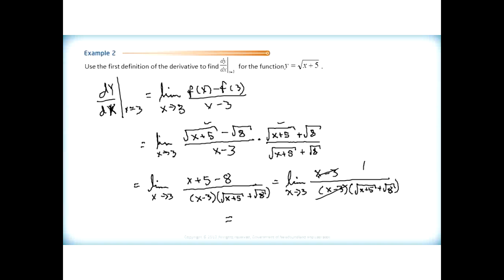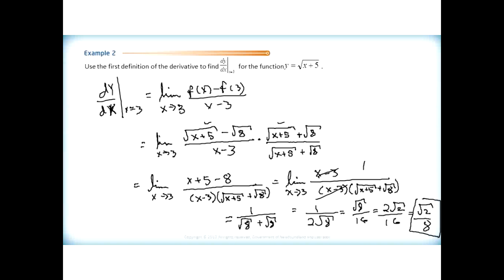So this will give us 1 over the square root of 3 plus 5, which is 8, plus another square root of 8. So this is 1 over 2 root 8, and we don't like to have that, so we'll rationalize. Multiplying by root 8 over root 8 gives us root 8 over 16. Root 8 is just 2 root 2, over 16, so we have square root 2 over 8. And that is our final value for the derivative of that function at that value.